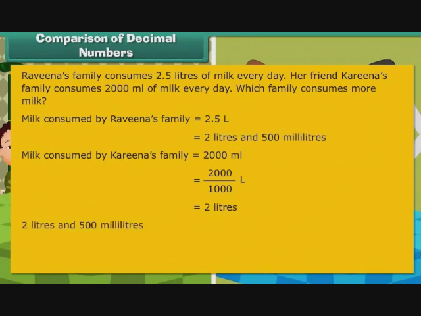2 liters and 500 milliliters is greater than 2 liters. Hence, Ravina's family consumes more milk than Karina's family.